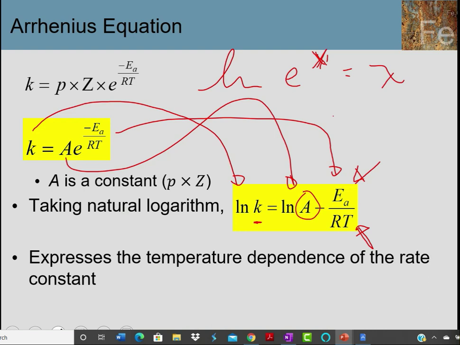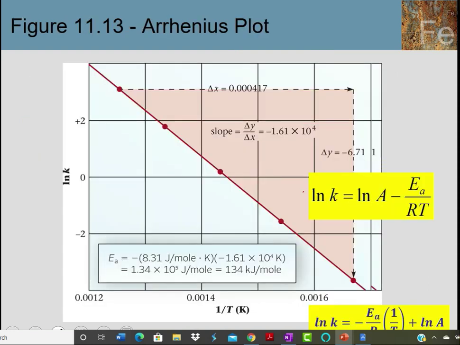So it expresses how the temperature is dependent. There's a temperature dependence on the rate. So as I increase the temperature, I'm going to decrease the amount that is being subtracted from natural log of A, because temperature is in the denominator, which is going to make my k value larger.